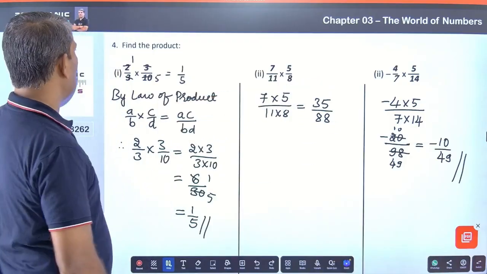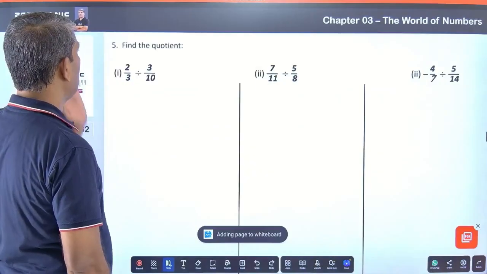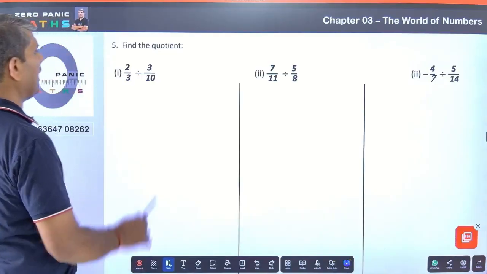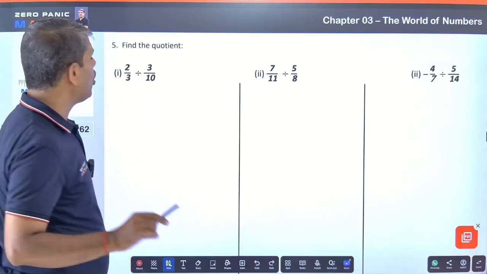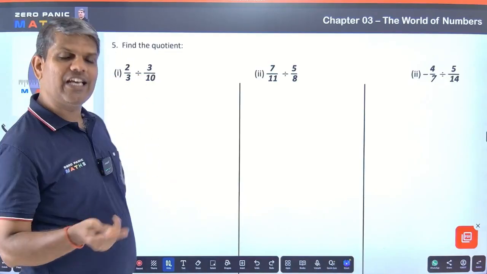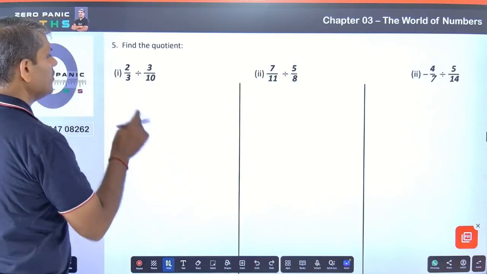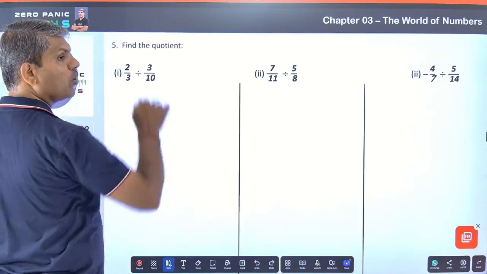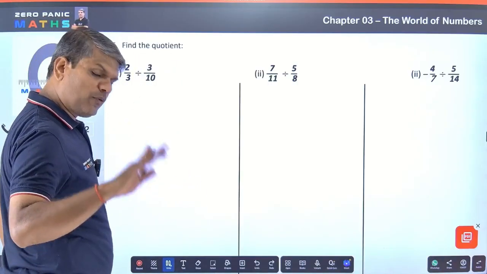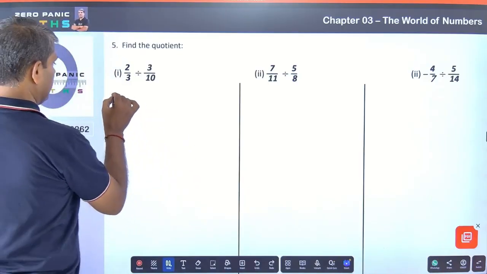You're getting it, right? Okay, now similarly we will go for the application of division law also, but division law in turn is converted into a product law only, because we are actually taking the reciprocal of the second number and performing the multiplication operation only.